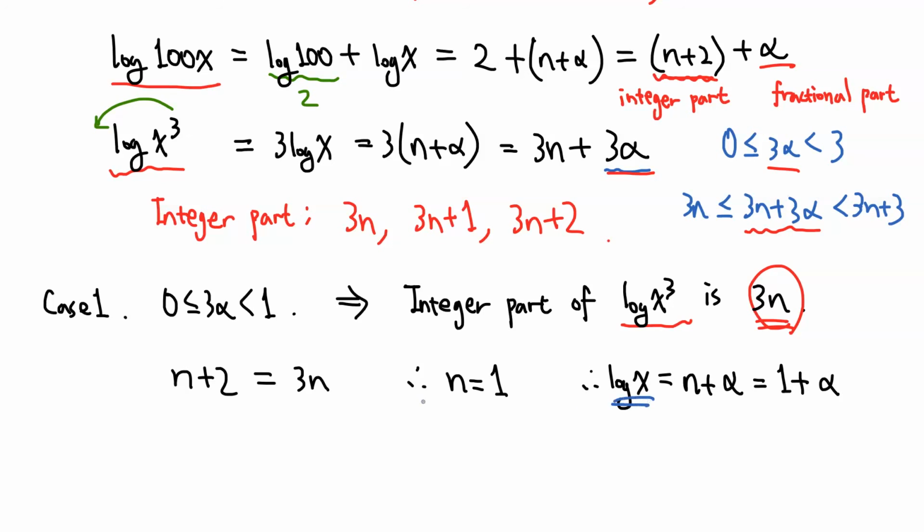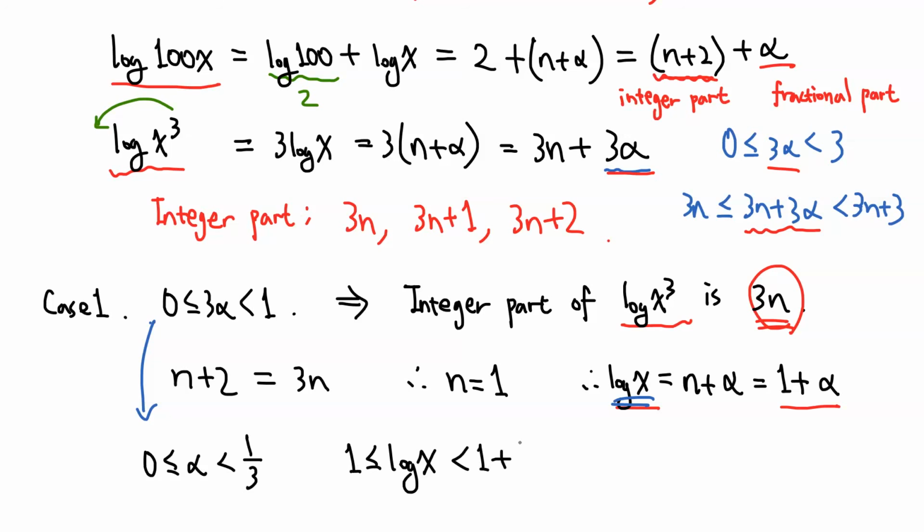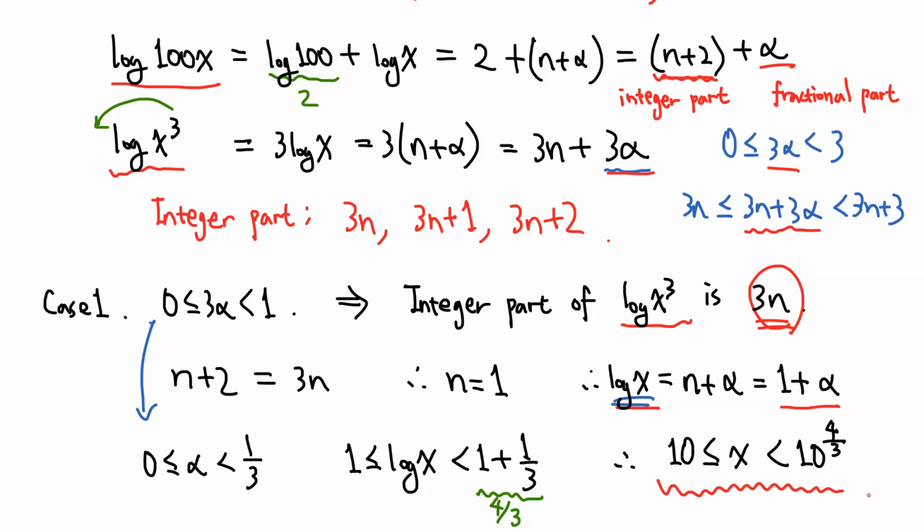Now what is the range of log x? This condition right here is equivalent to alpha is equal to or greater than 0 and less than 1 over 3. And since log x equals 1 plus alpha, this log x must be equal to or greater than 1 and less than 1 plus 1 over 3, which is basically 4 over 3. So therefore, for the range of x, we have x equal to or greater than 10 here and less than 10 to the power of 4 over 3. So we have this range for x in our first case.